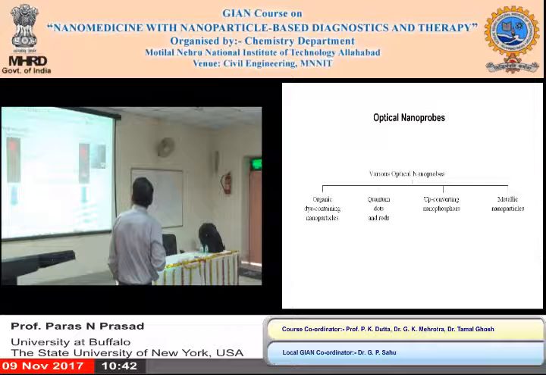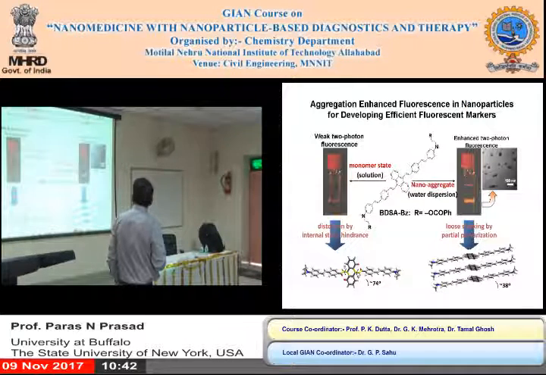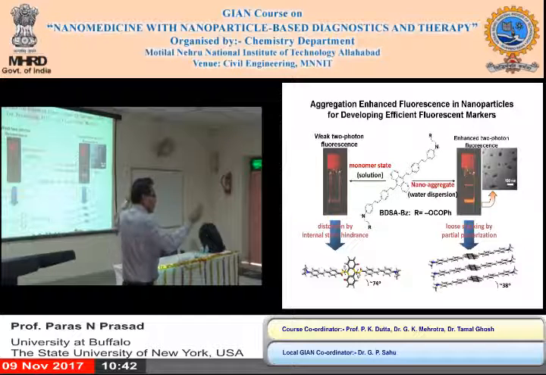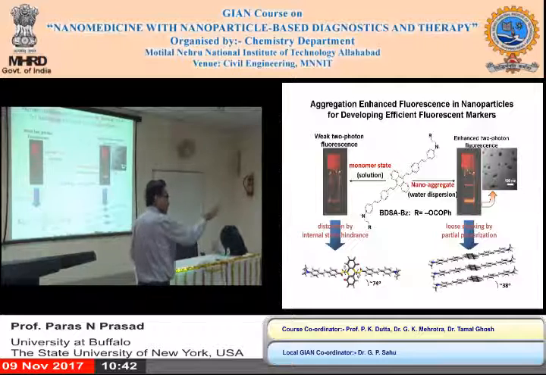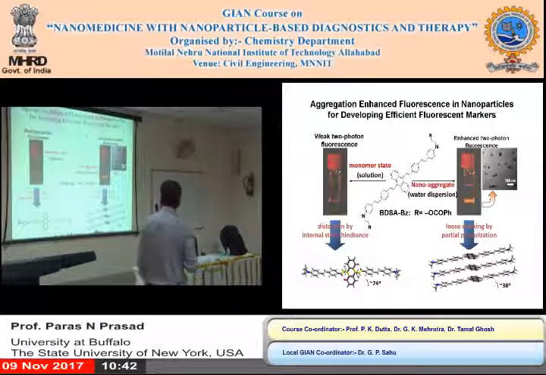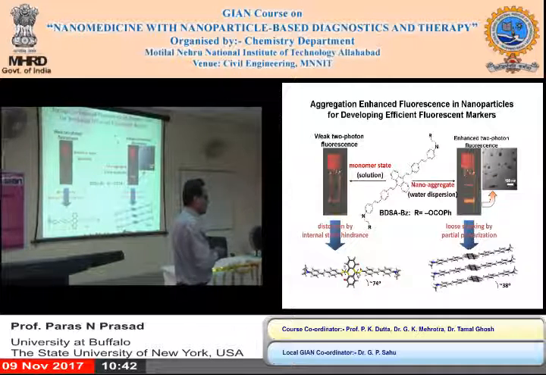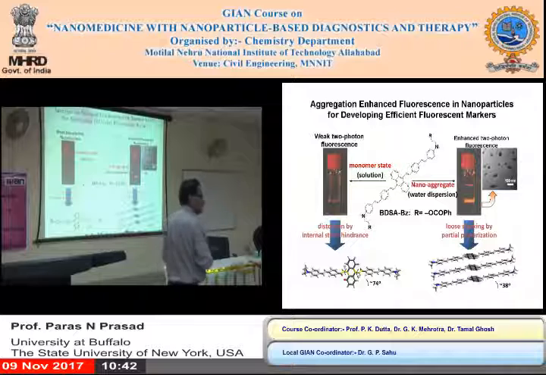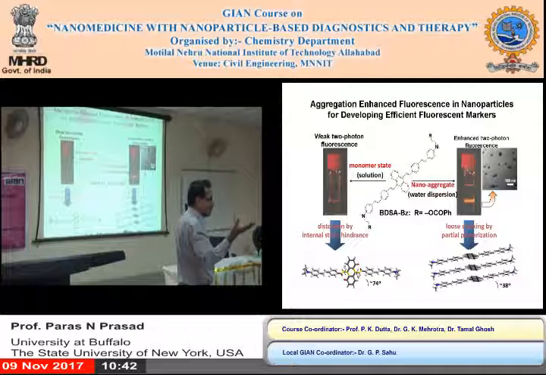These kind of dyes have, in the middle, a floppy ring, like naphthalene, anthracene, or tetracene, big fused rings that are rattling around like this. So when you use a monomer, without aggregation, these rings are rattling very fast. When you excite them, the energy is dissipated by this rattling. Not much emission comes out.